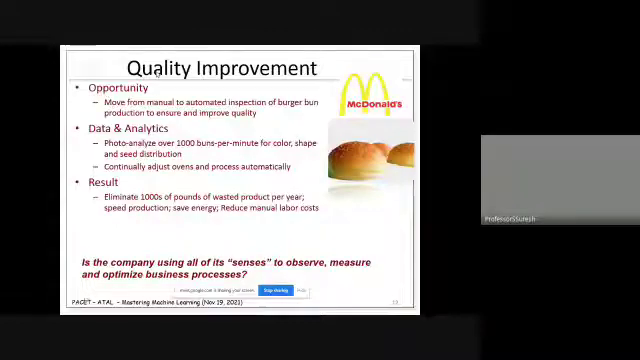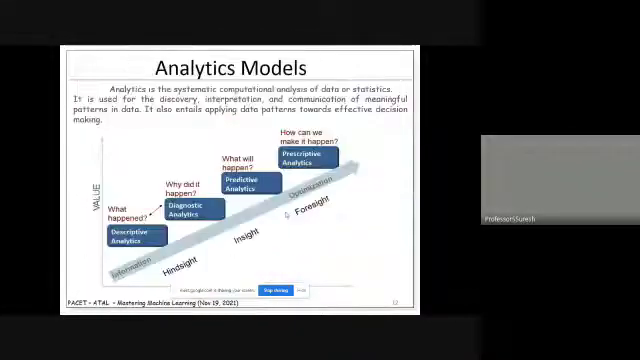Like from the photo analyzer, it can tell you whether the bun is correct, the seed is distributed, the bun is correctly prepared and everything. Because of that, they can eliminate thousands of pounds of wasted product per year. So speeding up production is possible, saving energy is possible, and reducing manual labor cost. These are all very simple examples of machine learning as well as data analytics.